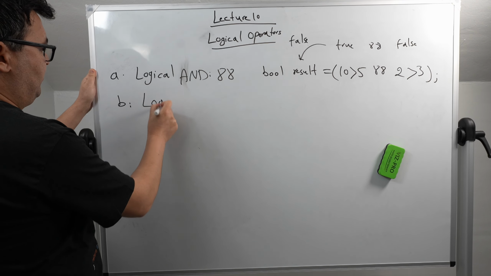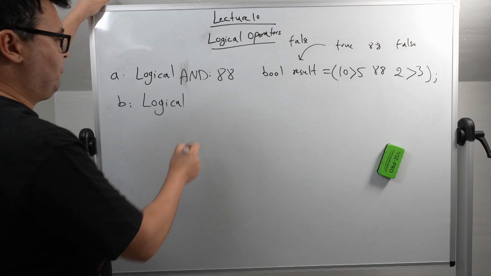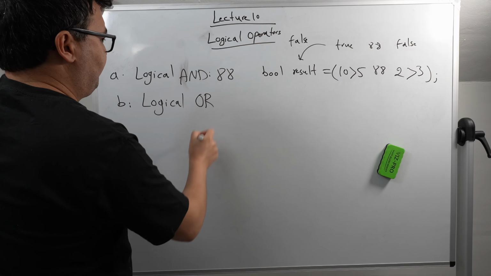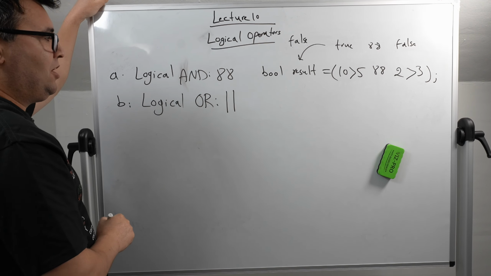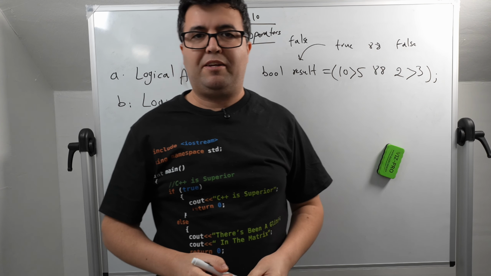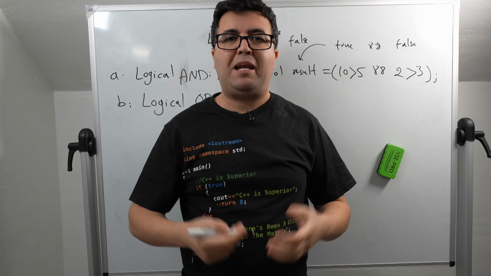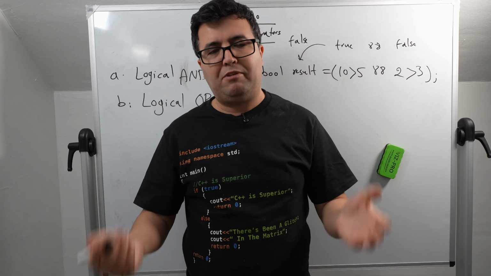the logical OR operator. We have another logical operator which is called logical OR. This is the symbol for logical OR. So we use the OR operator to check multiple conditions. If one of the conditions is true, the result will be true.